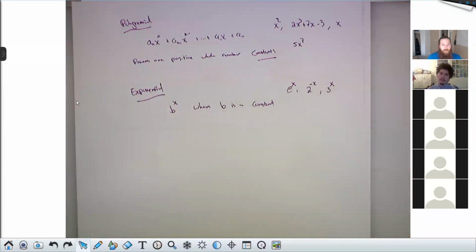Right, so for a polynomial, the variable is in the base, and the powers are positive whole numbers. Got it. Thank you. For an exponential, the variable is in the power.